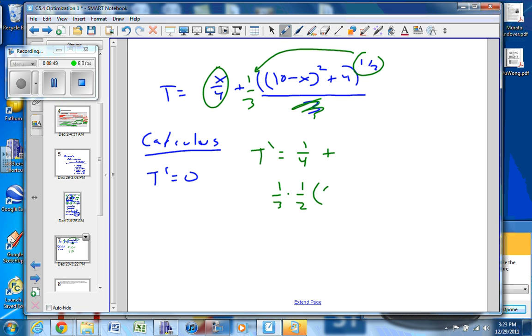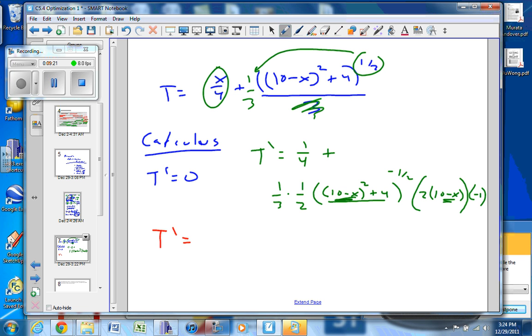Times everything in the inside, so (10 minus x) squared plus 4 to the negative 1/2. Now times the derivative of the inside. So the derivative of the inside is going to be 2 times (10 minus x), and then we need to take the derivative of the inside of that, so times negative 1.